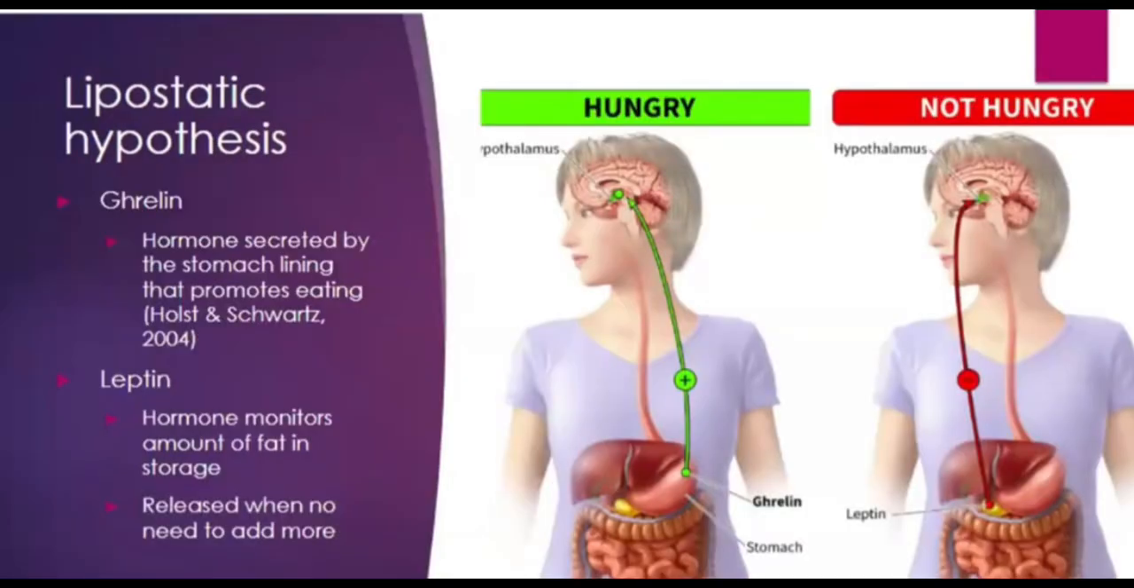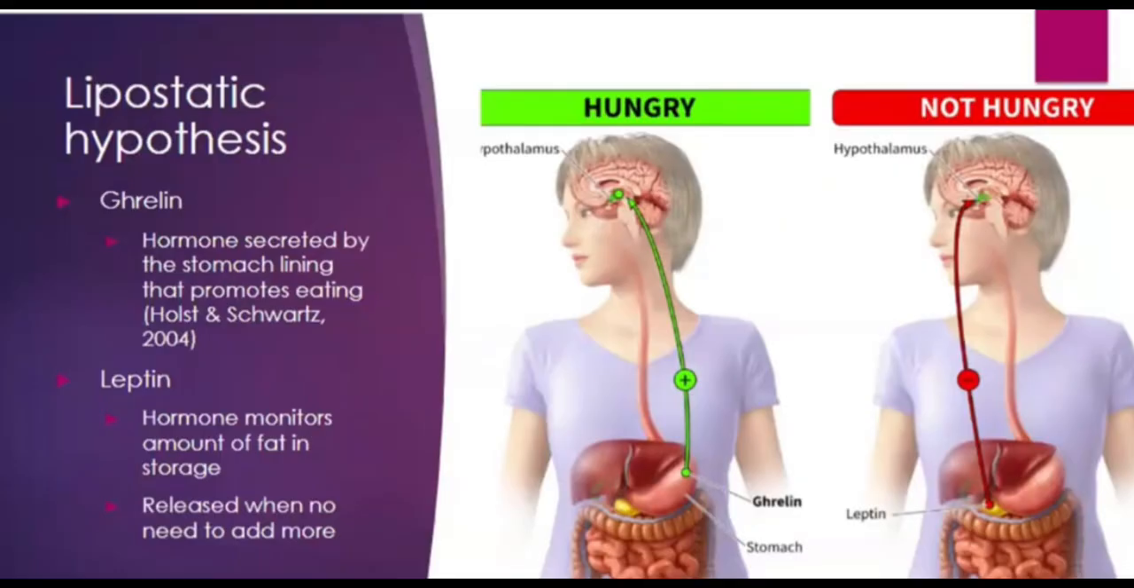All right, so let's talk more about the lipostatic hypothesis. So just a reminder that these are adipose cells and also fat cells that are distributed throughout the body. And they absorb fatty acids created by the liver and increase in size. And just remember that when the energy supplies are exhausted, fatty acids are drained from adipose cells into the bloodstream and converted into glucose.